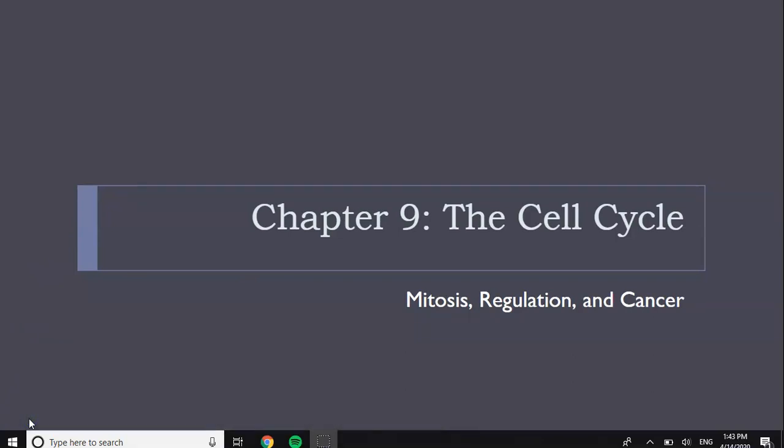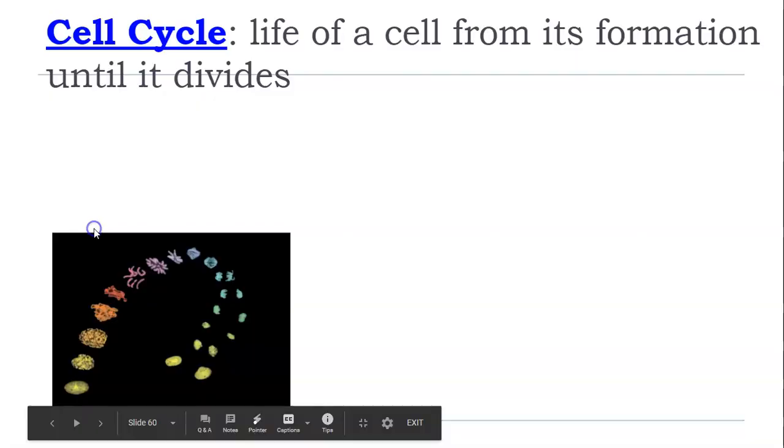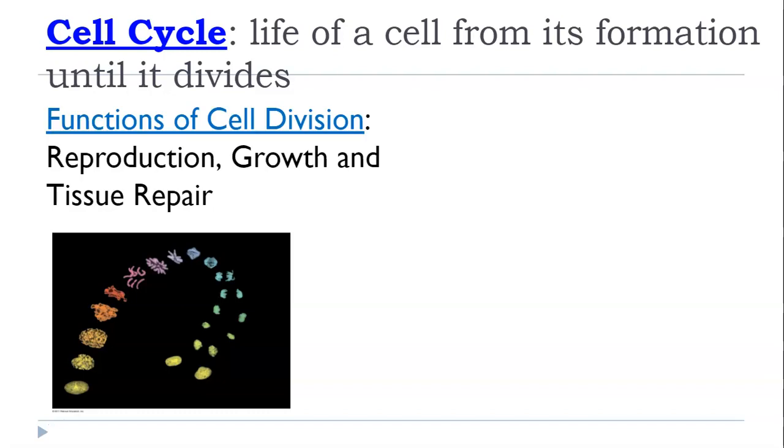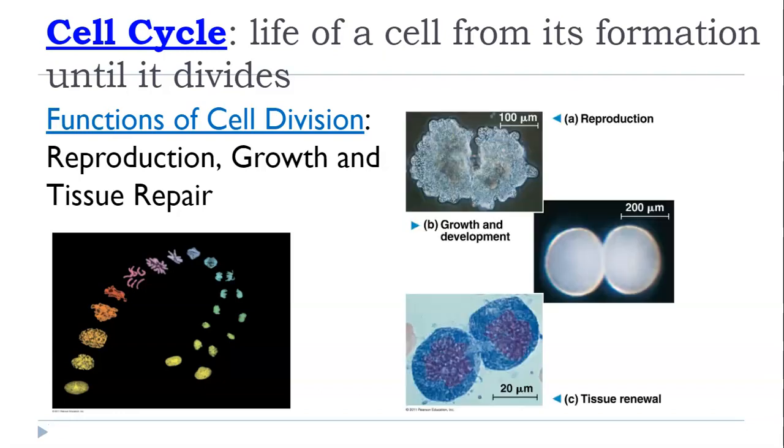The last part of this particular unit has to do with the cell cycle and regulation and how things can go wrong and cause cancer. So most of this should be a review from freshman bio, so hopefully this part's not too bad. So the life cycle of a cell is basically just called the cell cycle. And it's entire life up to the point where it divides. So why do we do this? Reproduction, growth, and tissue repair.